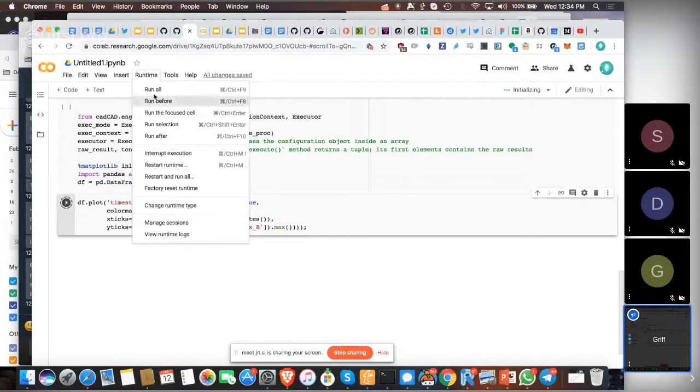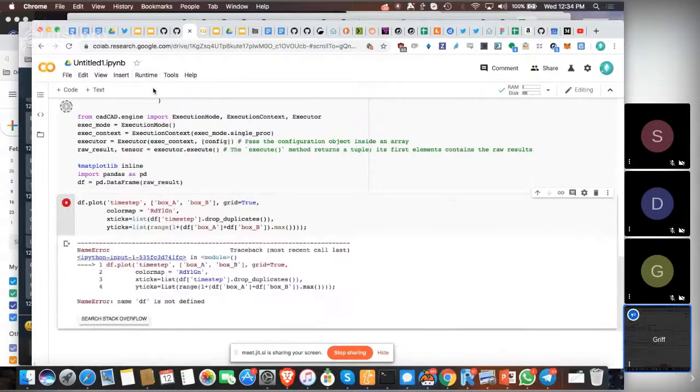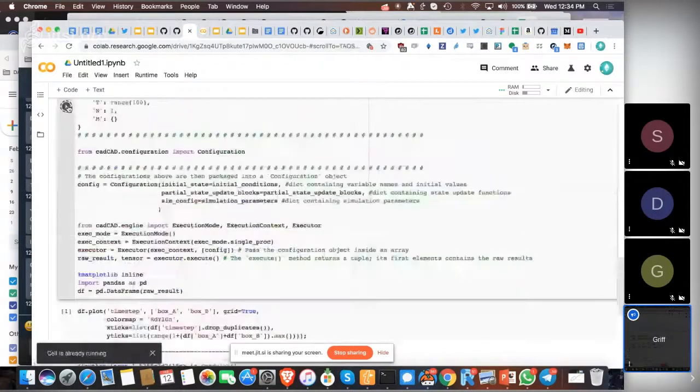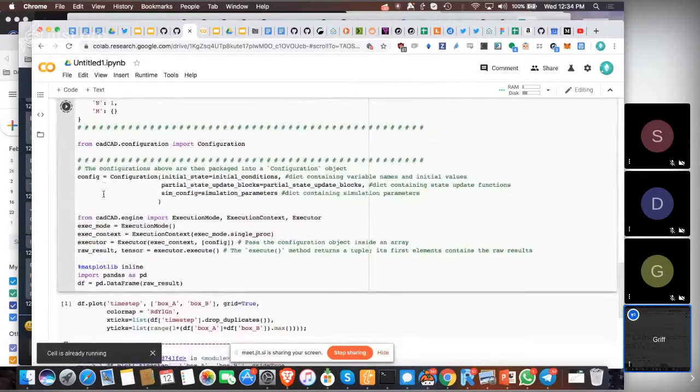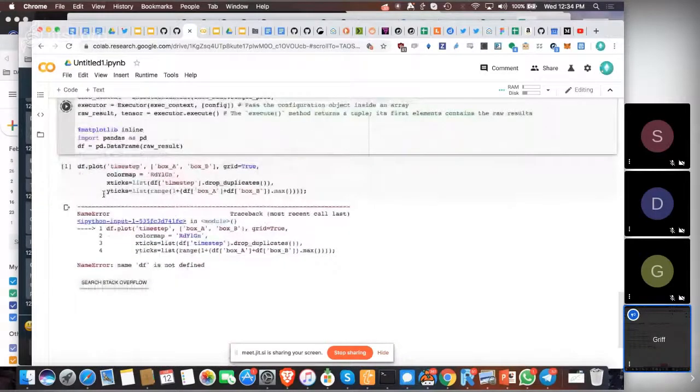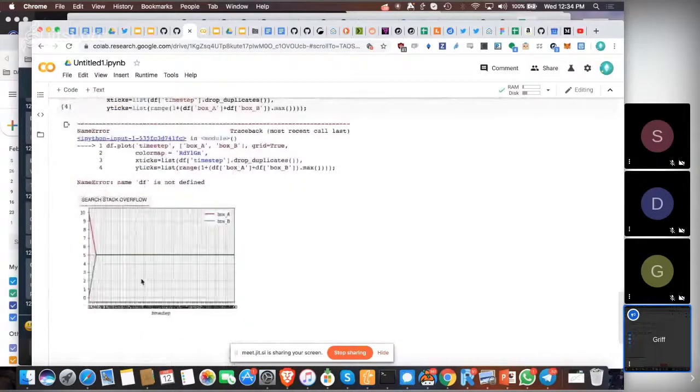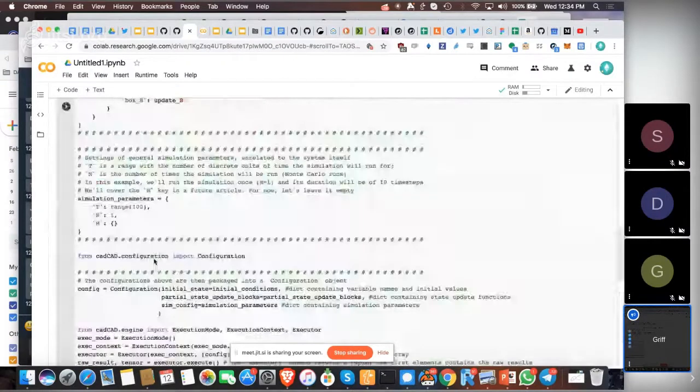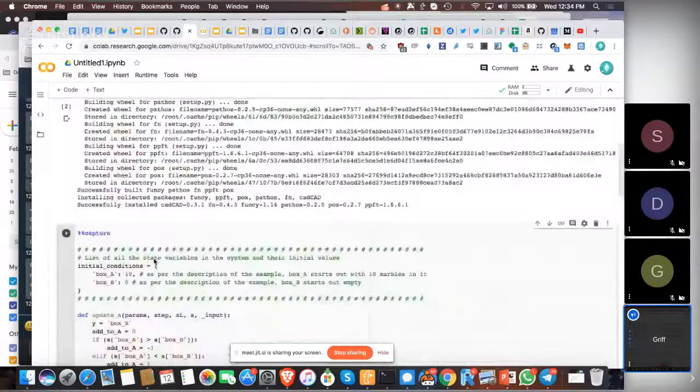Oh, see, I didn't run all of it. Ooh, see, look, this is what it looks like when you have 100 steps. Let's change that back.